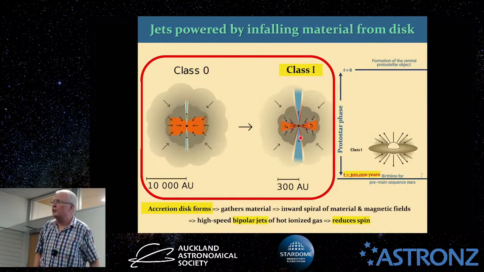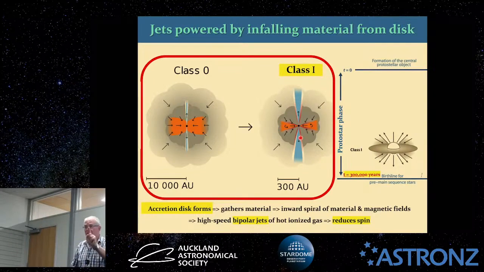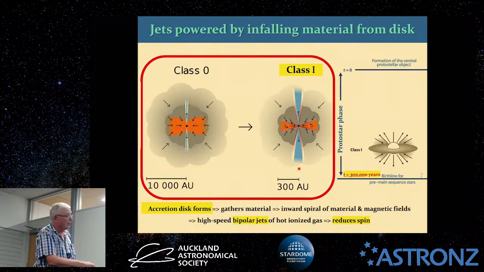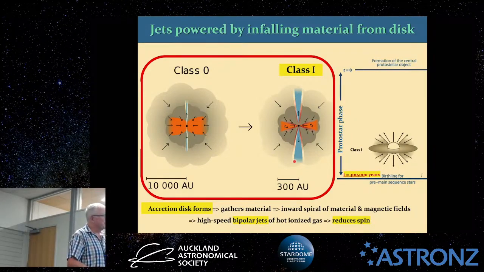They will extend out to about 3 light years. Remember, 1 light year was 10 million kilometers? Well, each of these jets going that way can be up to 3 light years and going 3 light years that way. So imagine 30 million kilometers each way at 600 kilometers per second. So it's a pretty feisty sort of place to be hanging out. So where I've gone on about the inward spiral of material and magnetic fields, you get these bipolar jets. Now, the bipolar jets serve a very, very useful function.